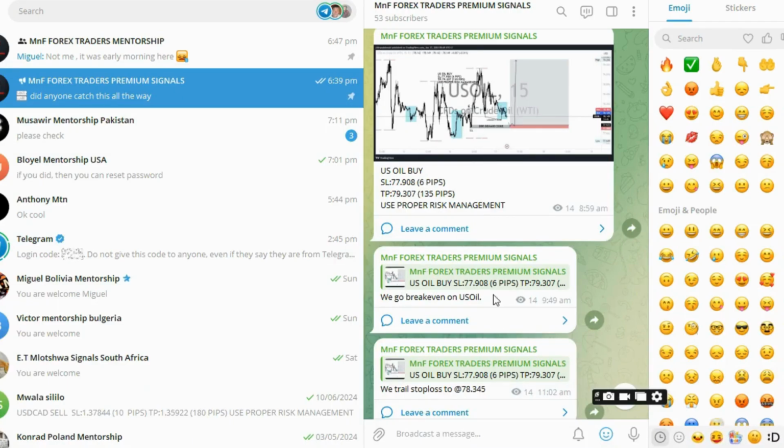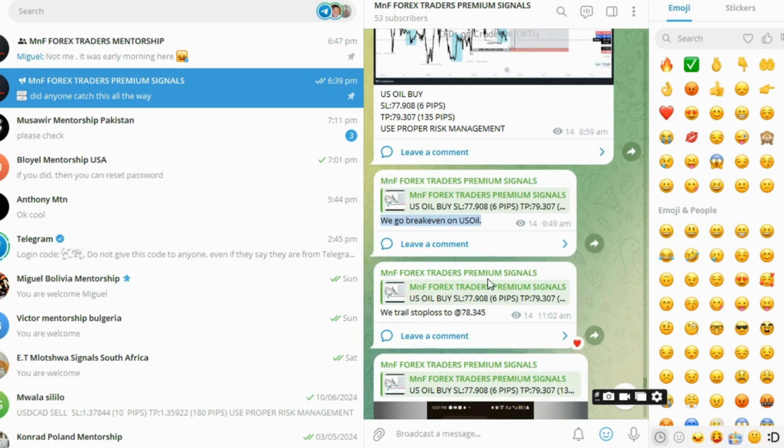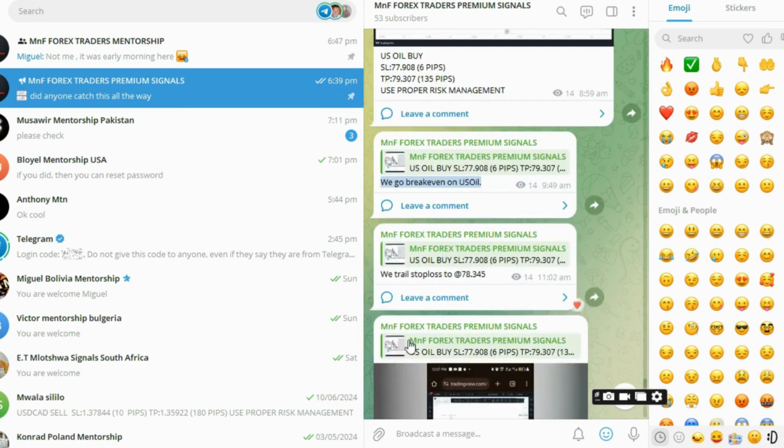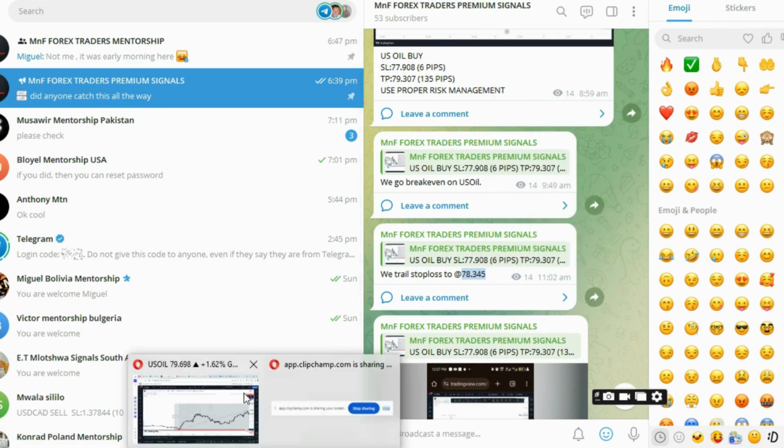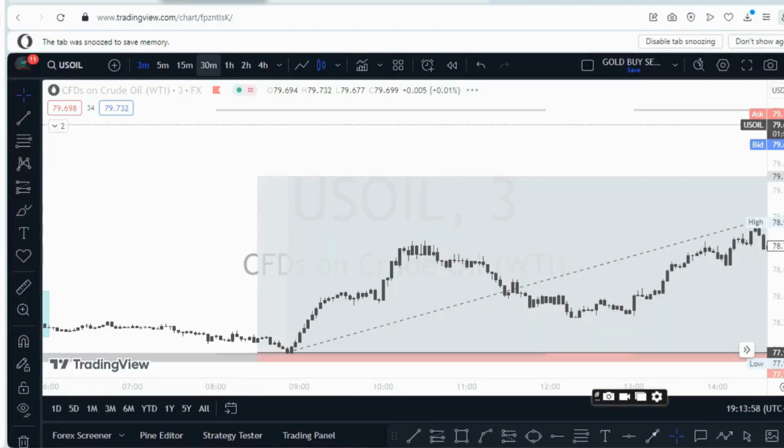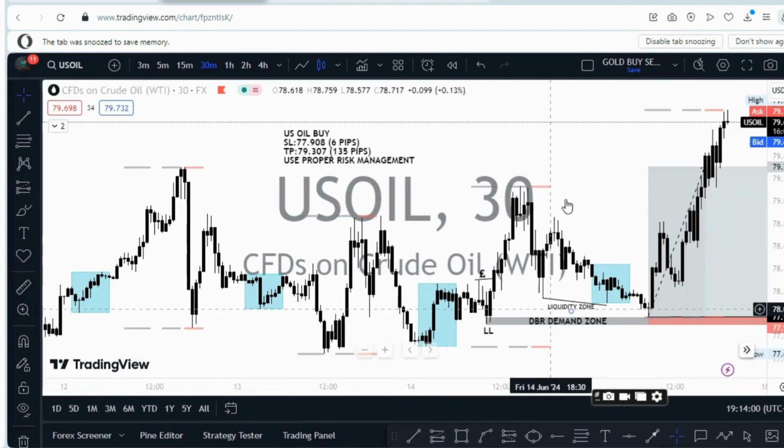At this particular area, we asked the community to go break even. The market kept on going to the upside, and then we were able to trail the stop loss to this particular price point right here. So what is significant about this price point? Let me show you. Let's copy this price point and paste it right here. Let's go to the 30 minutes time frame and paste this right here.